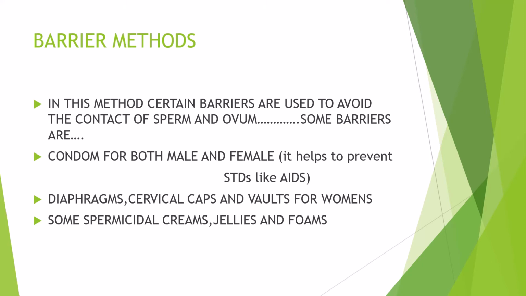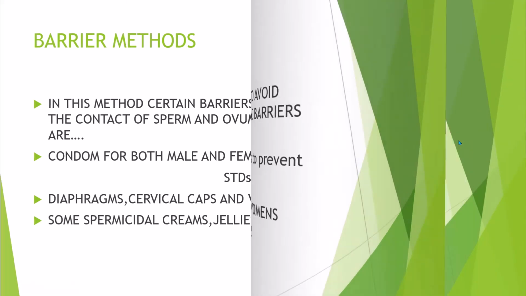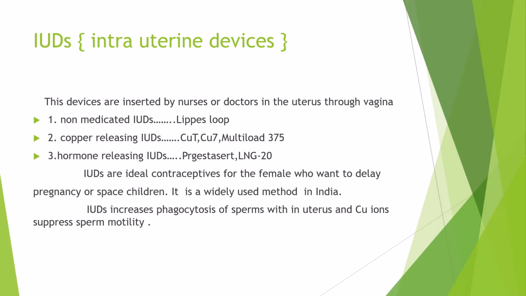The second is the diaphragm, cervical caps and vaults for women. Third, there are some spermicidal creams, jellies and foam, which kill the sperm so that sperm do not enter inside the vagina. The next method is IUDs, or intrauterine devices. Intra means inside, uterine means in the uterus. So these devices are inserted inside the uterus from outside.